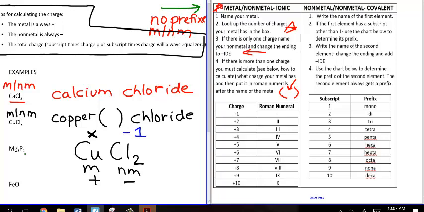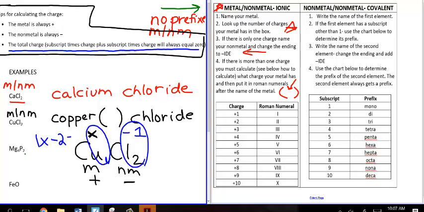Now, here's what's key. The total charge, the subscript times the charge plus the subscript times the charge, must always equal 0. And here's what that means. Copper, there's only one of. So bottom times top, 1x, plus bottom times top, -2, always has to equal 0. So if you solve for x, x is going to be 2, and that goes in here in Roman numerals. If you don't know your Roman numerals, I have them over here for you in your notes.